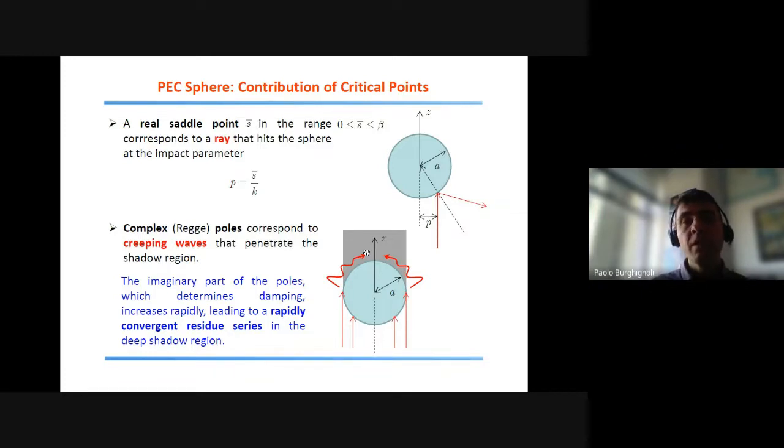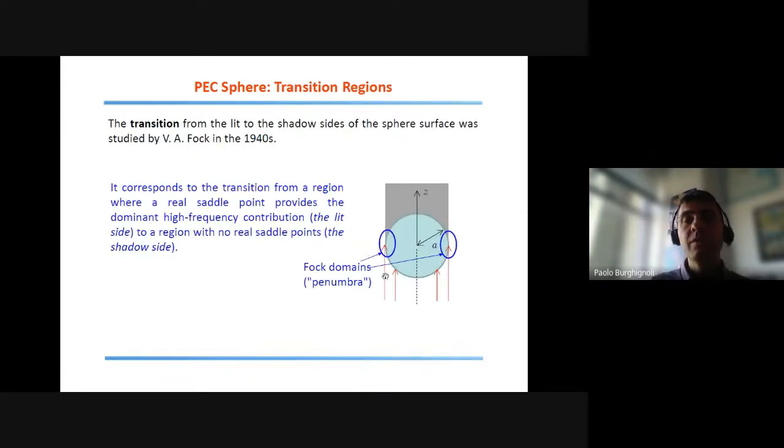The intermediate region between the lit part of the sphere and the shadow part of the sphere is the so-called Fock region, because it was first studied by the Soviet scientist Fock in the 40s. That's a sort of transition region from the lit region, in which you have a real saddle point that corresponds to the incident ray, and the shadow region, in which you have no real saddle points because you have no rays, and instead you have complex poles. This is the so-called penumbra in Latin.